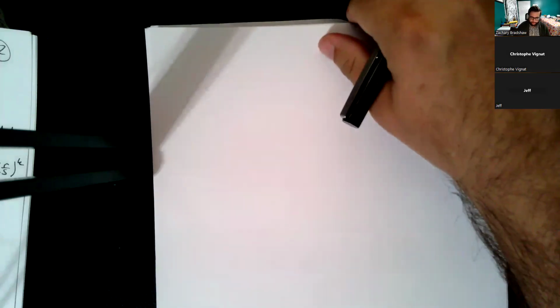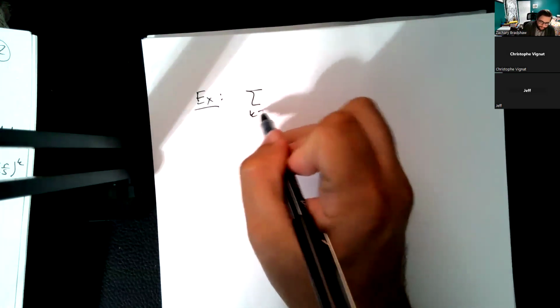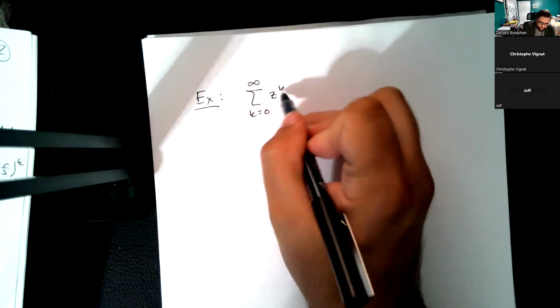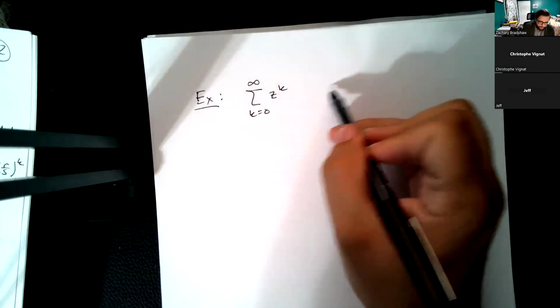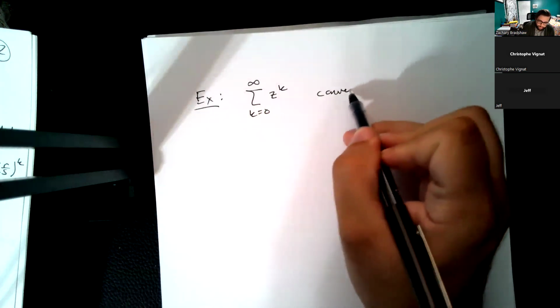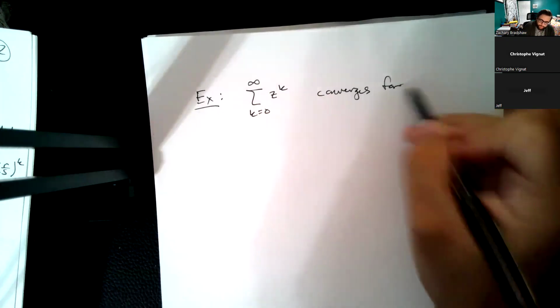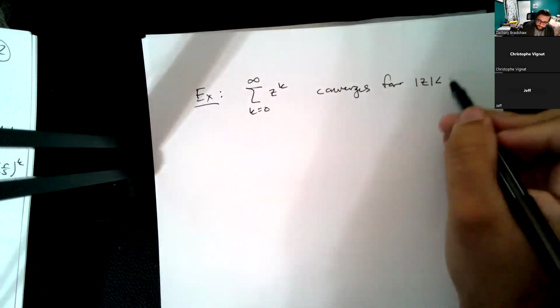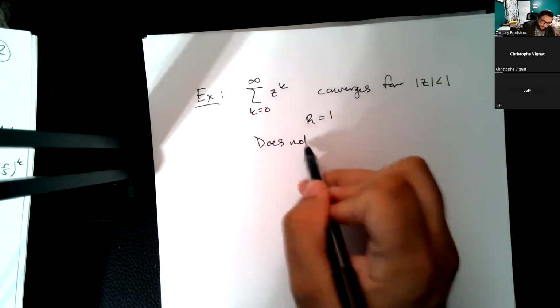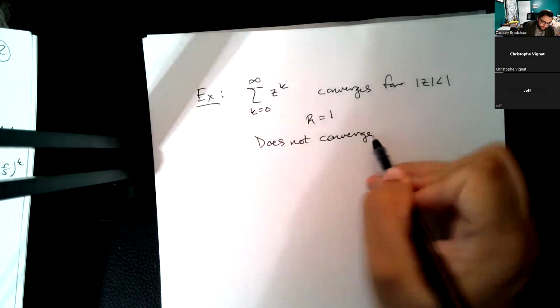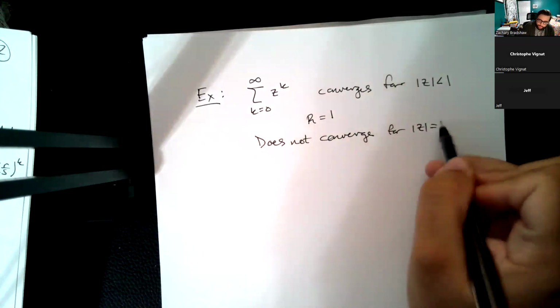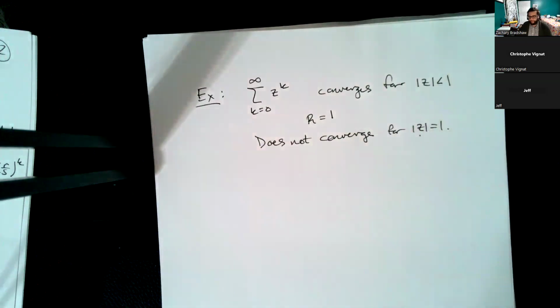So maybe a quick example is worth doing, or at least pointing out. The obvious one is the geometric series. This guy, we know from calculus, converges for modulus of z less than 1. So the radius of convergence is 1. And in this case, it does not converge for modulus of z equal to 1. Right?